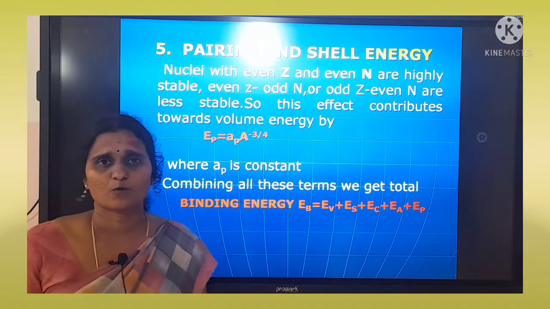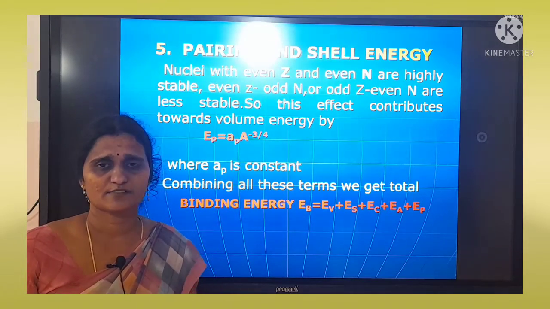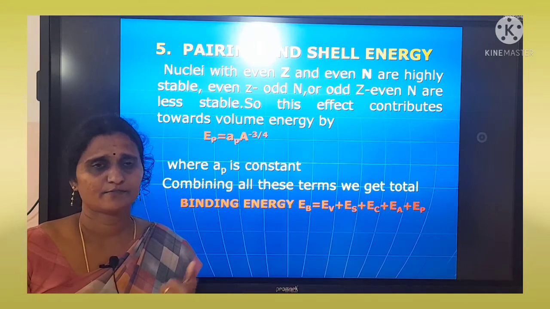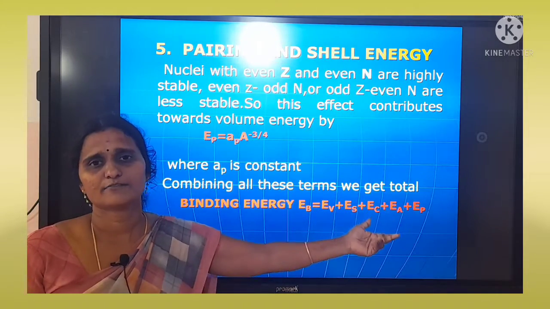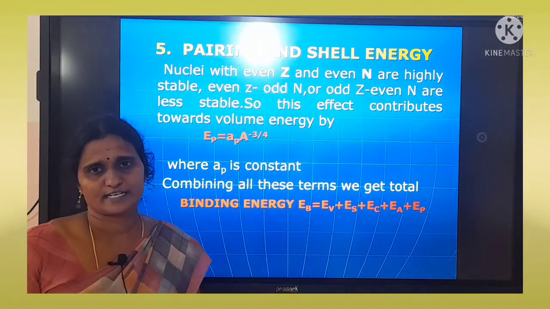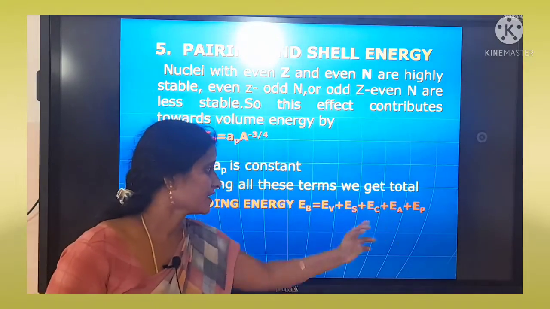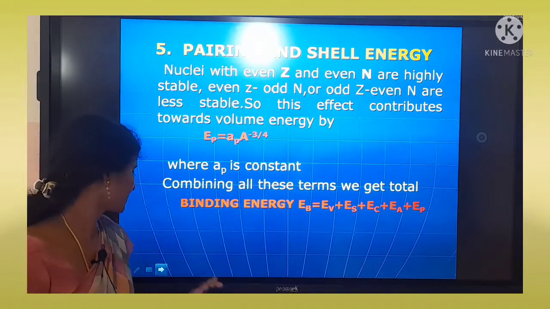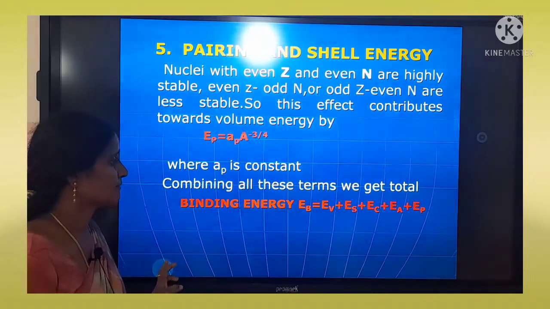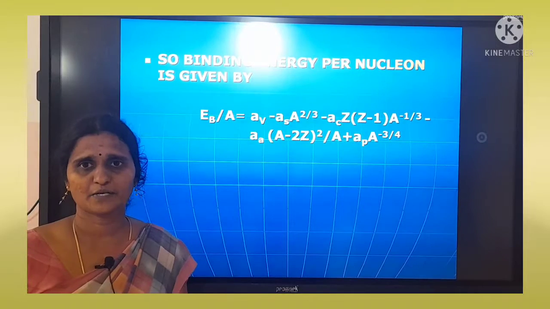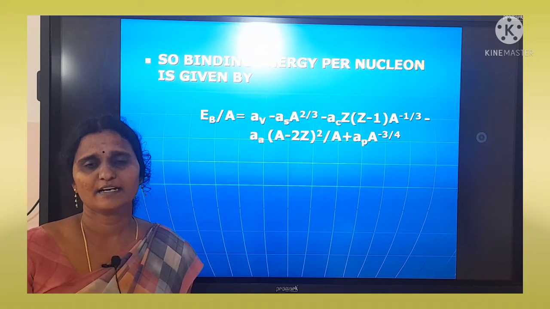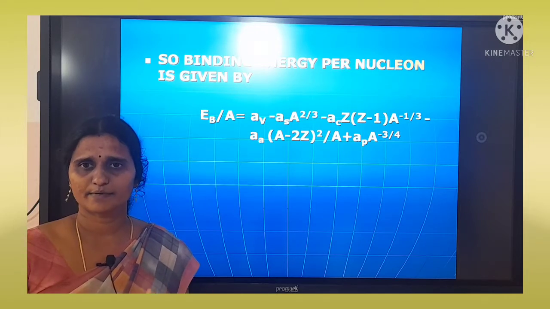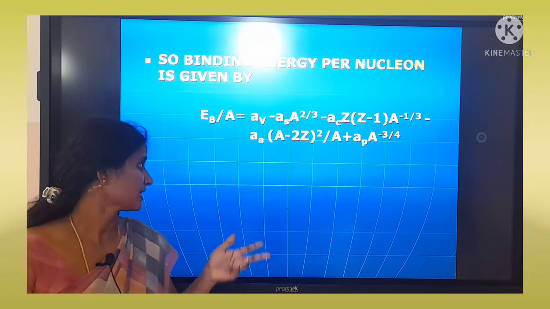The first one is the volume energy term, the second is the surface energy term, the third is the Coulomb interaction energy term, the fourth is parity, and the fifth is the asymmetry energy term. Combining all these 5 terms, we get the total binding energy. The only positive contribution to the binding energy is the volume energy term, because it is directly proportional to the binding energy. As the volume energy term increases, the binding energy of the nucleus also increases.